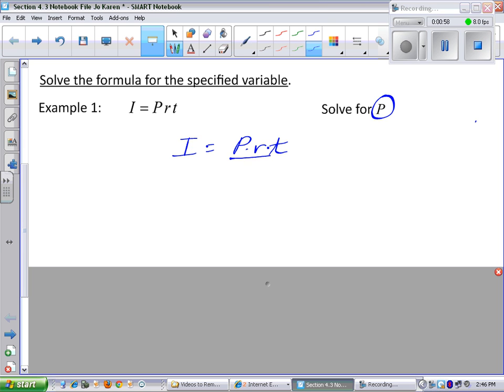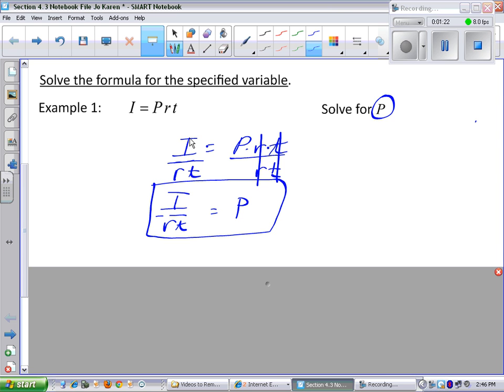We're trying to keep the P, so we're going to divide both sides by the R and the T. Then I will have I over RT is equal to, the R's will cancel, the T's will cancel, so I will have I over RT is equal to P. Now when you type this into the computer, on your homework you will want to leave the capital letters as capitals and the lowercase letters as lowercase letters, or the computer will count it wrong.